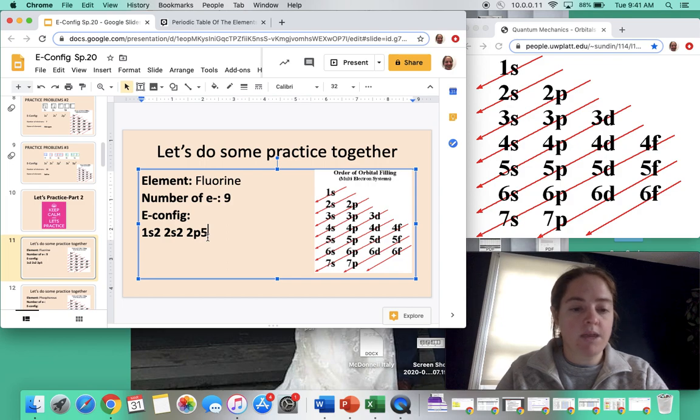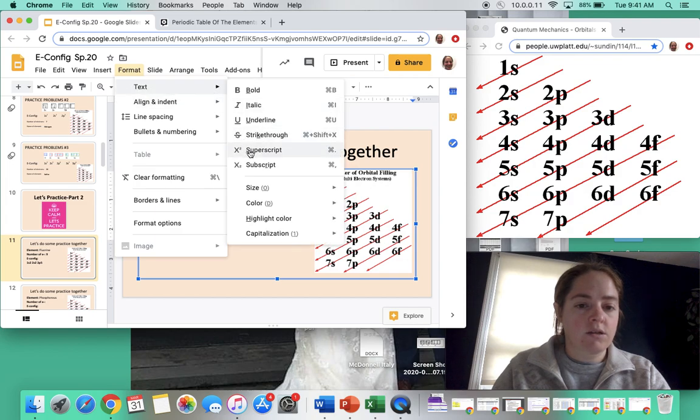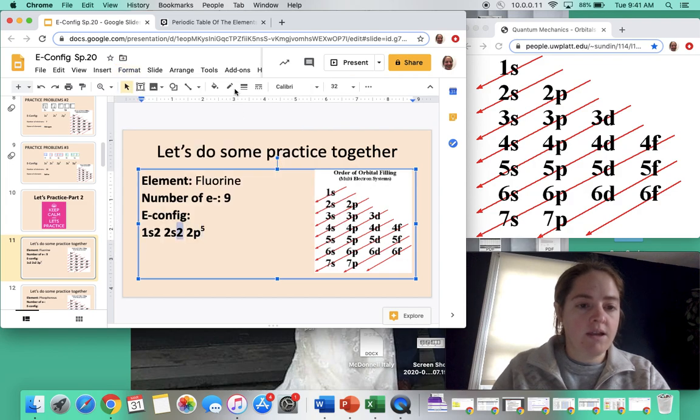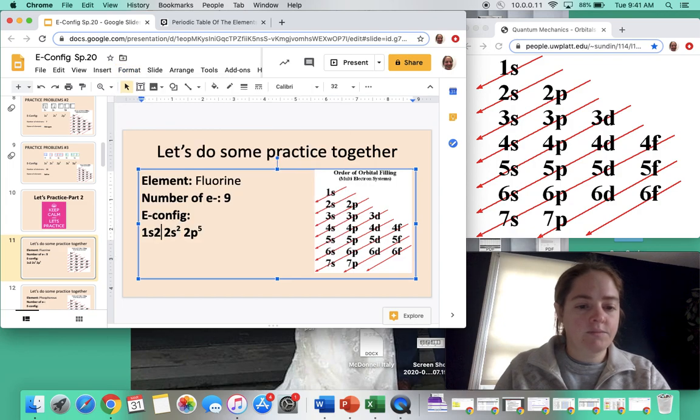Now, if you want to make the numbers exponents, you can, or you can leave them like this. If you want to make them an exponent, you can do format, text, superscript, or you can just leave them as they are.